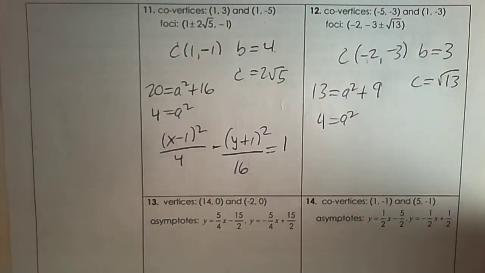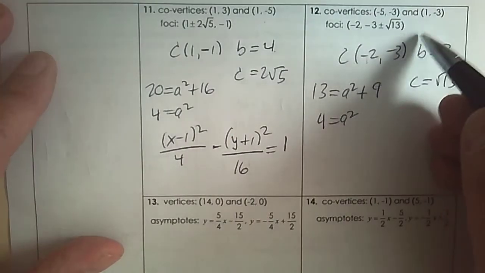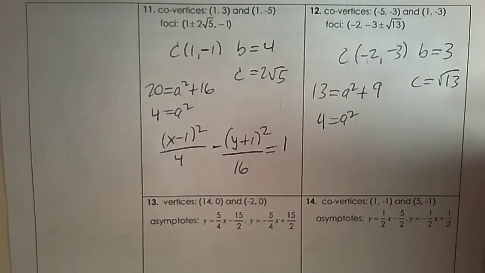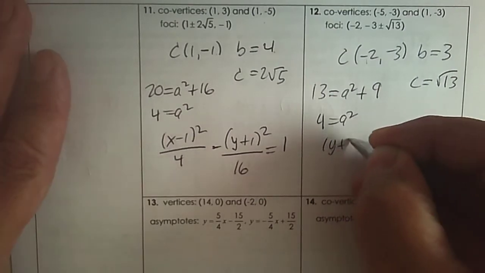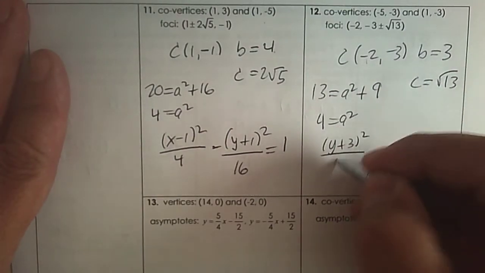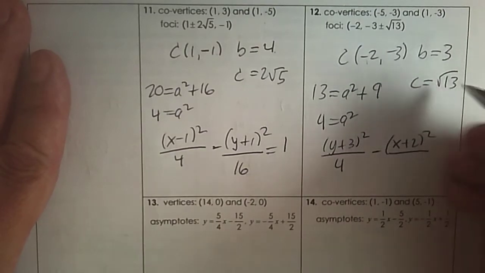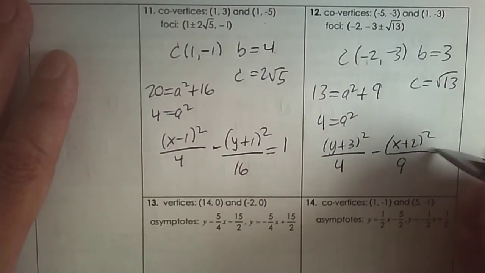Now the equation, which direction is it going? So the co-vertices, the x changed. So the main vertices, the y would change. The y starts. It's y plus 3 squared, and that's over 4, minus x plus 2 squared, and that's over 3 squared, which is 9, and that's equal to 1.